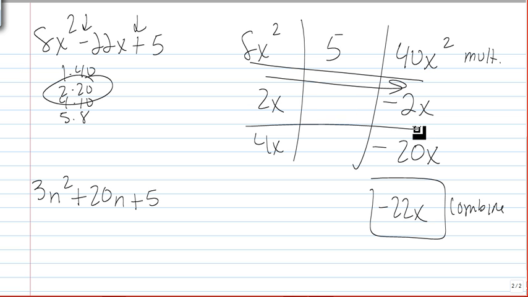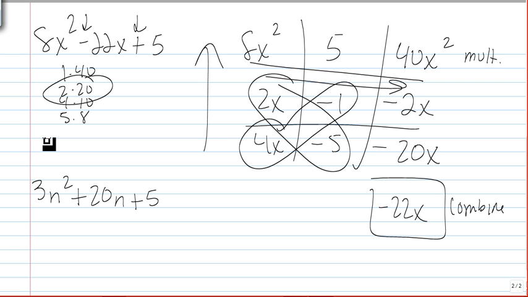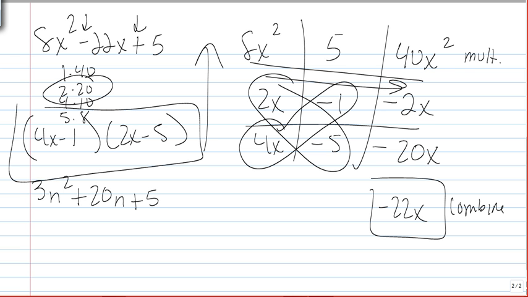2x times what number is negative 2x? Right, negative 1. And 4x times what number is negative 20x? Right, negative 5. Look to see that you make sense going up and down as well as left and right, and you do. So your factors are 4x minus 1 and 2x minus 5. So I have 4x minus 1 and 2x minus 5. It doesn't matter which binomial you write first as long as you have both of them on there.